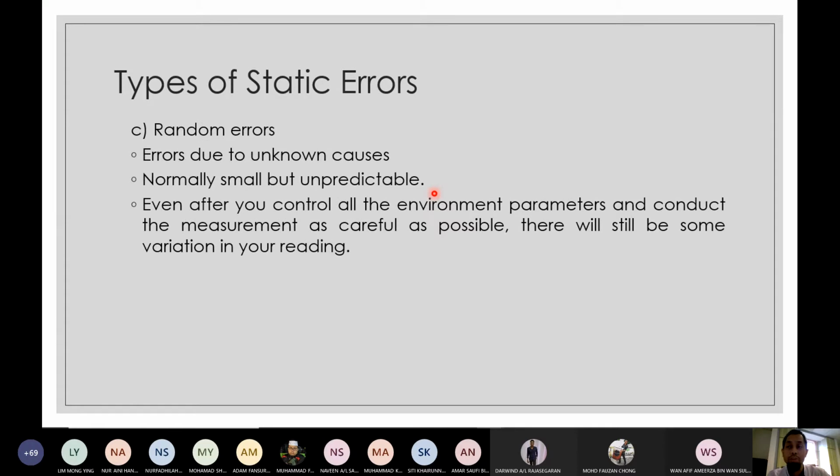And then finally, for the types of error, we have random errors. So these random errors are errors due to unknown causes. It's normally small. So basically, this is what happens when you measure a certain parameter multiple times. Even though the condition is exactly the same, the meter is exactly the same, you use the same method, the value will differ a bit when you take multiple readings. So there will still be some variation in your reading, even if you control all the other parameters. So this is attributed to random errors, which you cannot control.